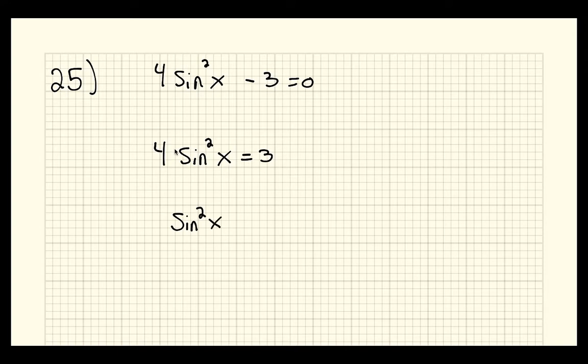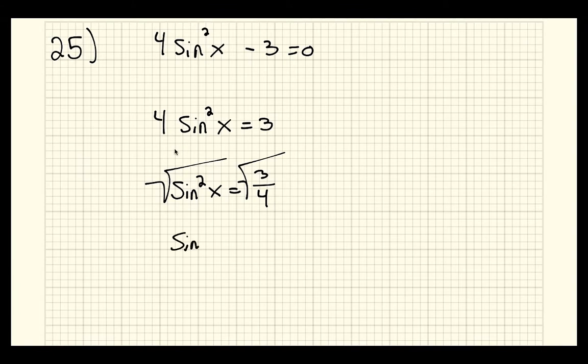So 25, we have a 4 sine squared x minus 3 equals 0. This one's going to go much smoother than the last one. Solve for sine squared x. Get that by itself. So we have a 4 sine squared x equals 3. Okay, and by moving the 3 over, adding it, divide by 4, we have the sine squared of x is equal to 3/4. Okay, cancel that square by square rooting both sides.